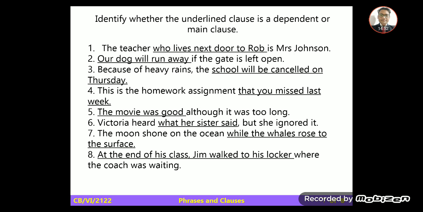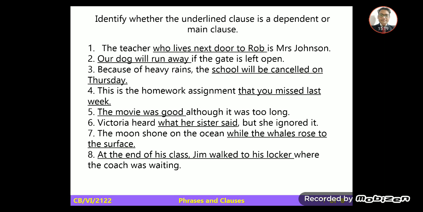The teacher who lives next door to Rob. So it is depending. That's why it is a dependent clause. It is depending on the teacher, Mrs. Johnson. That's why it is dependent. When a clause is depending on another sentence, that will be a dependent clause.